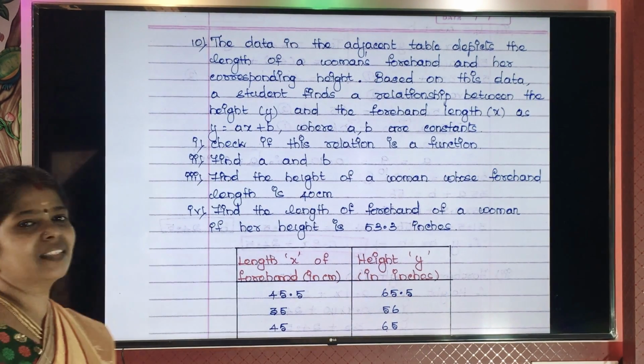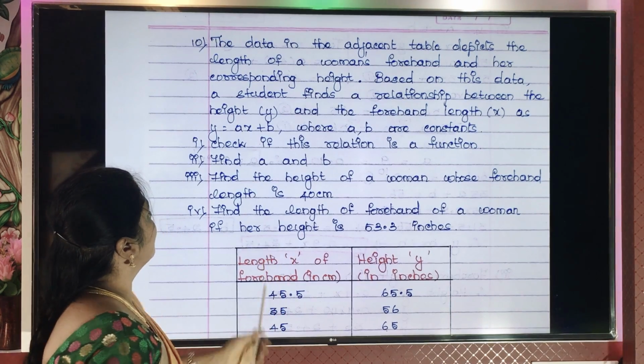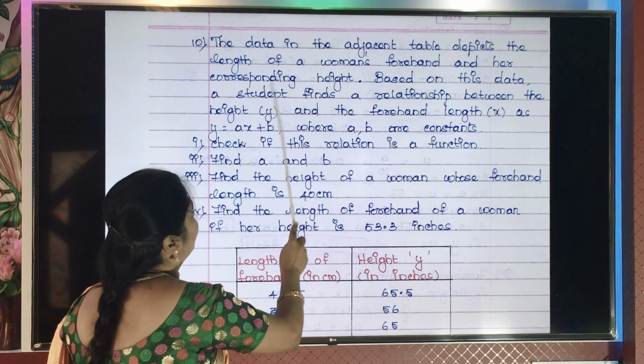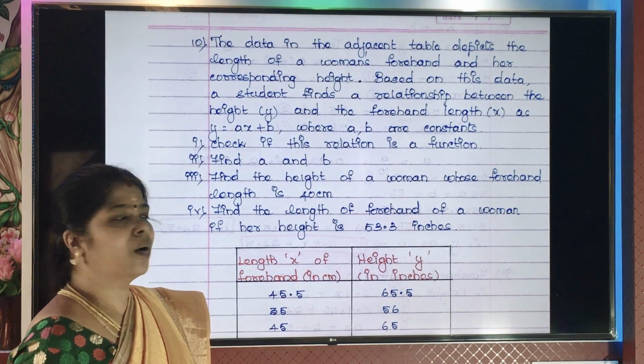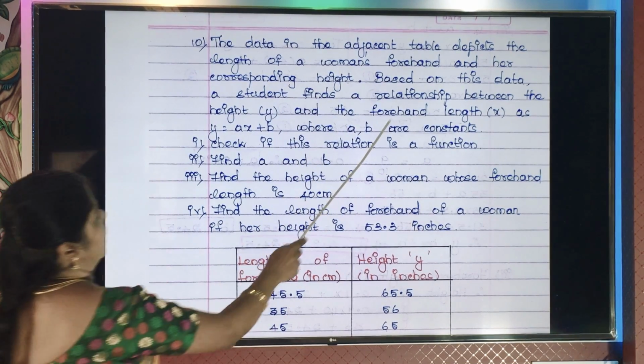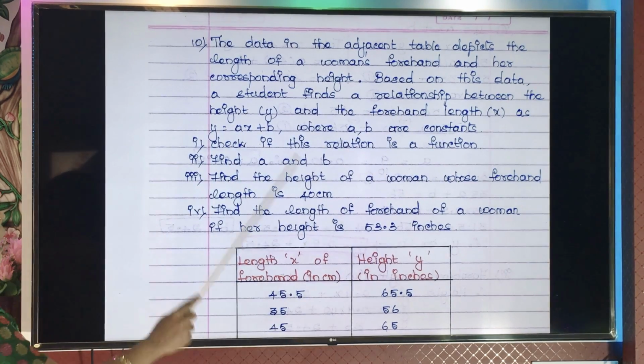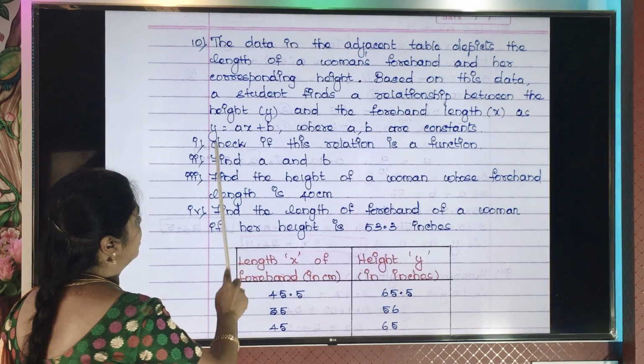So here also this is a question. Based on this data, woman's forehand and her corresponding height. Okay? We need to find a relationship between the height and the forehand length. And they have given the relationship, children.